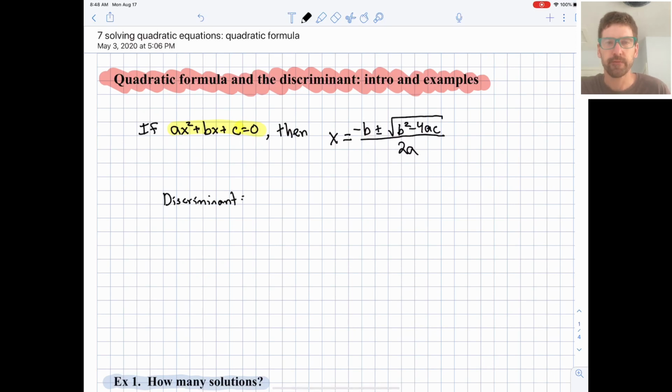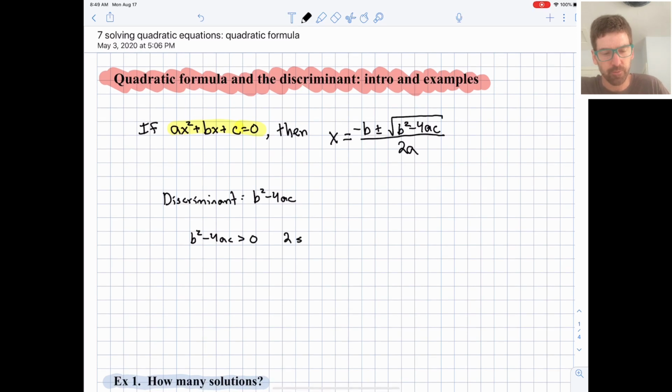And that's just a vocab term for the expression under the square root sign. So the discriminant here is b squared minus 4ac. And that's actually pretty useful because it tells us how many solutions our equation will have. So if b squared minus 4ac is positive, in other words, if it's greater than 0, there are going to be two square roots to that. So therefore, we will end up with two solutions.